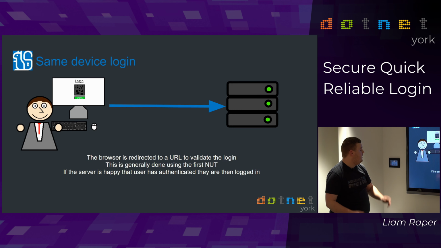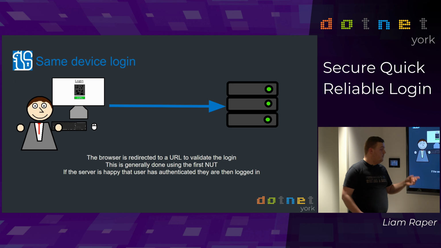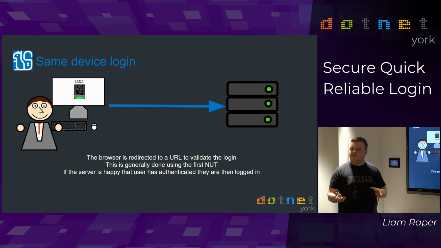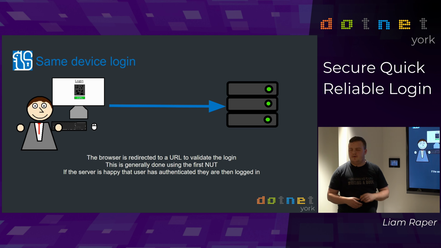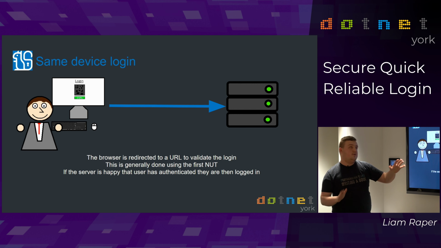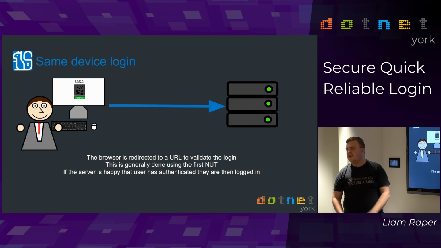And happily, the browser then gets redirected. Generally it uses the first nut as what we call a CSP token, but there are other ways of doing that. You could have a completely new token generated that then relates to the first nut for other reasons, and then that logs you in. So at that point, the browser makes a request to the server, gets a login cookie, and you're logged in as if you'd logged in using forms authentication or OAuth.